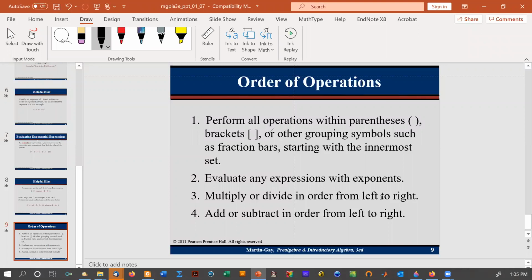You evaluate any expressions with exponents, treating things in the exponents the same way you would for all of these. So if the exponent is a compound expression, you evaluate that first, and then you multiply or divide in order from left to right, and then you add or subtract in order from left to right.